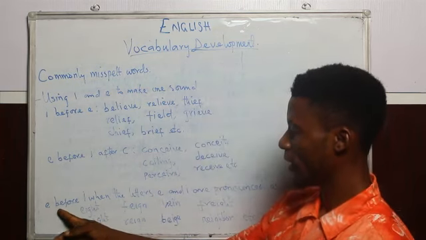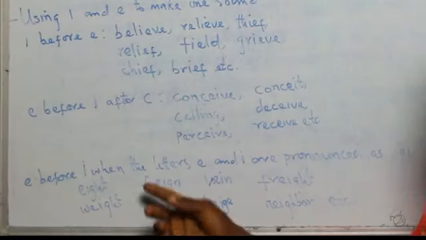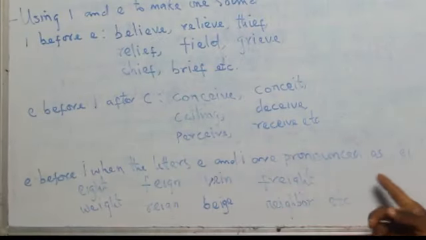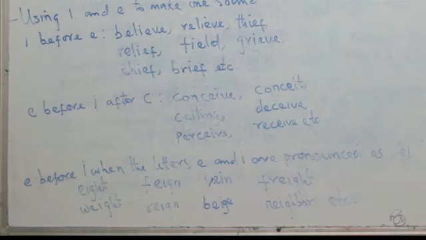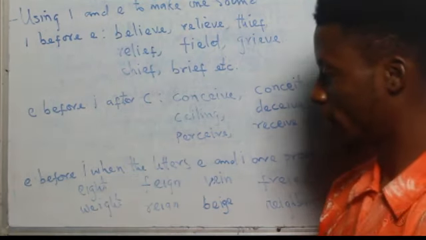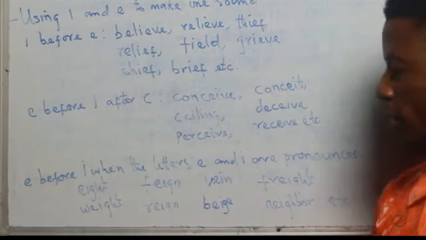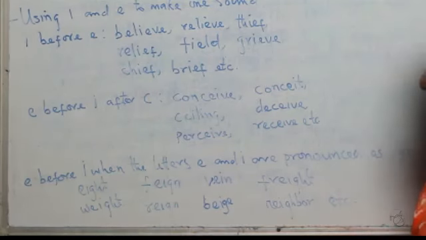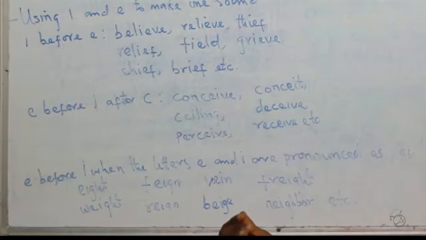We have when E comes before I, when the letters E and I are pronounced as A. When they are pronounced as A, it is a combination of two vowel sounds. It is called a diphthong. The combination of two vowel sounds is called a diphthong. A single vowel sound is called a monophthong. We have examples: eight, wait, fame, rain, vain, beige, freight, neighbor, etc.